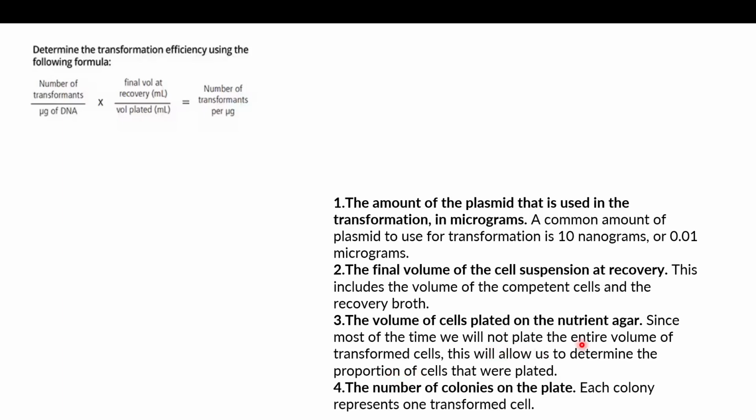Okay. So a certain plated volume will allow us to determine the proportion of cells that were plated and the number of colonies on the plate. This is represented by each colony, wherein if a colony has come up, then definitely those cells have taken up that DNA. Those cells are transformed.